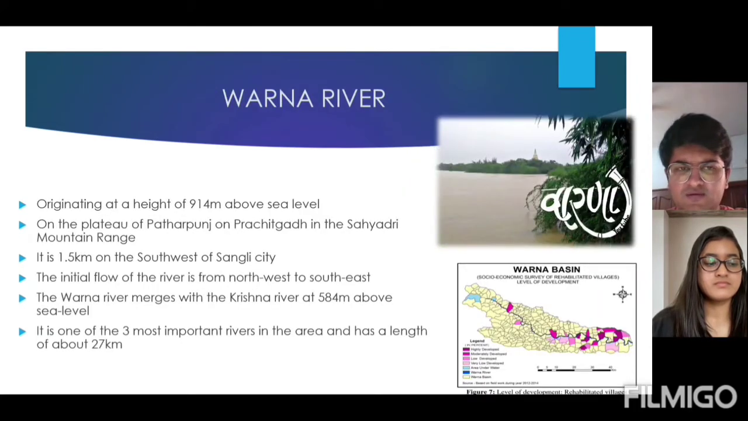Varna River is one of the 3 most prominent rivers present in the region. The other 2 are Krishna and Panchganga. The river flows from northwest to southeast. It originates from a plateau in the Sahyadri regions, 914 meters above sea level. It's also an important source of livelihood. Moving further.